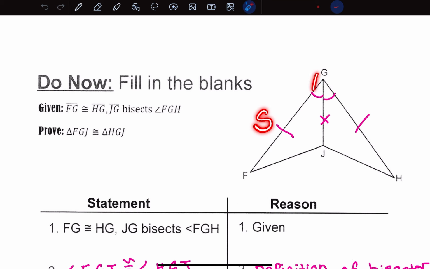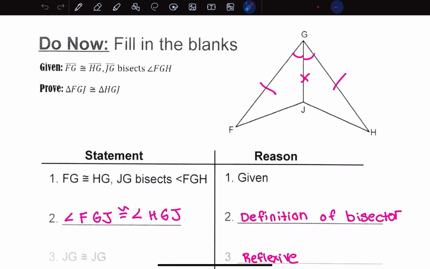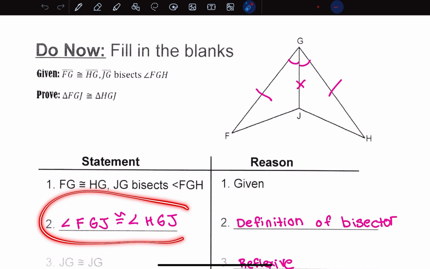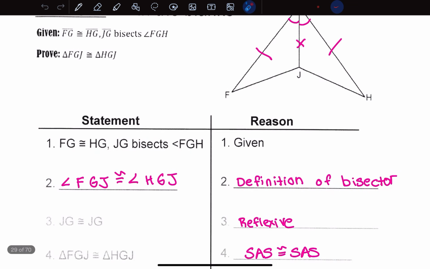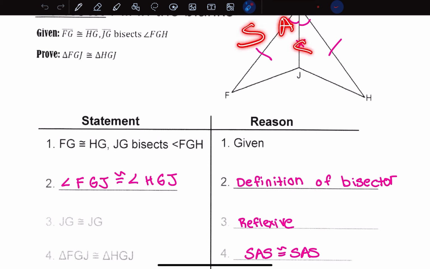So I have side, angle, and because this side is shared, I'm going to use reflexive to get that third side, that third component. So we're going to use side, angle, side to prove that these two triangles are congruent. So we start with the given information. I know that these two angles are congruent based off of my definition of a bisector. I know that JG is congruent to JG by reflexive. Therefore, my triangles are congruent based off of side, angle, side.